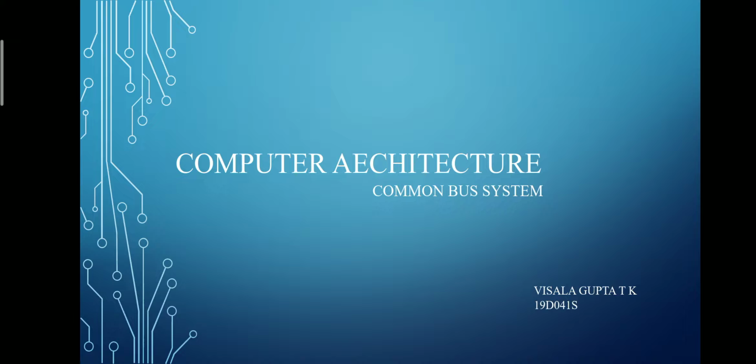So today I'm going to talk about a small topic in computer architecture. The topic is common bus system. Basically, computer architecture means the interior of a computer: what all are there, registers, components and how they work, how many inputs and outputs there are, which is connected to which component, where the memory goes, where the storage stays, and many things.